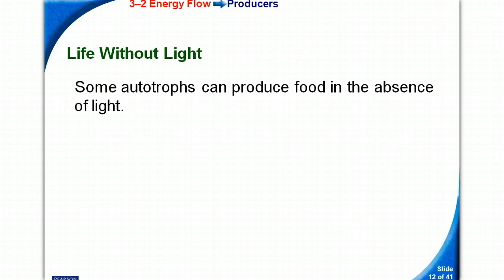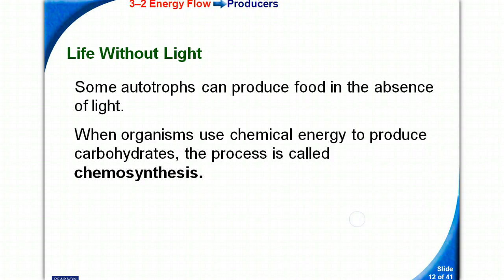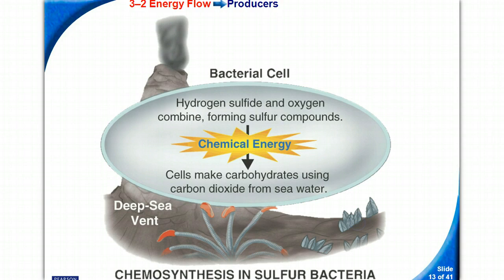Life without light. Some autotrophs can produce food in the absence of light. When the organisms use chemical energy to produce carbohydrates, this process is called chemosynthesis. Alright, so here's what it's talking about. It has a bacterial cell, and then you have the hydrogen sulfide and oxygen combined forming sulfur compounds. This is the chemical energy that comes out of the deep sea vents from inside the earth. And then the cells make carbohydrates using the carbon dioxide from seawater.